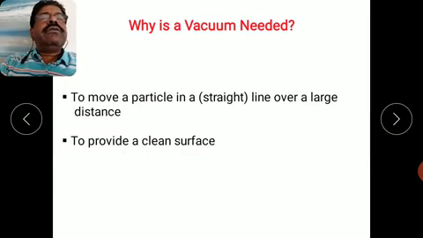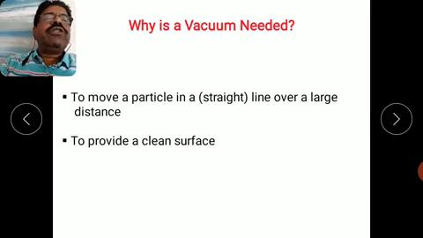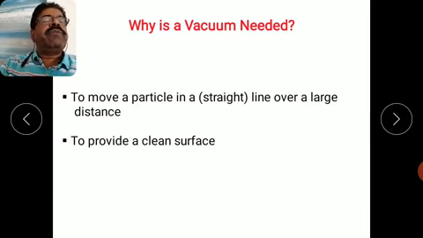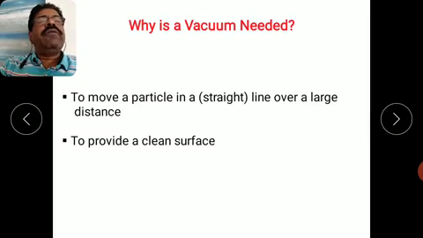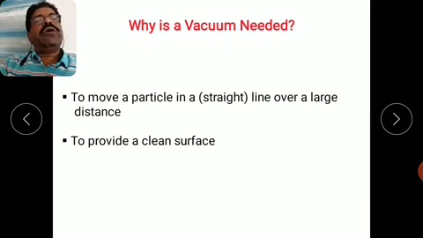The second important situation where we need a vacuum is to provide a clean surface. In some manufacturing processes, the presence of gas molecules or air molecules, any gas molecule, may degrade the quality of the product or it may contaminate the product.